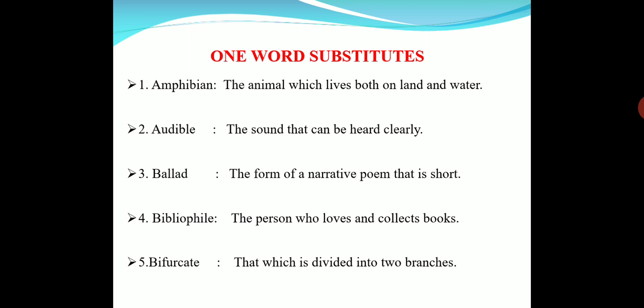Bibliophile. Bibliophile means the person who loves and collects books. The person who loves and collects books is called a bibliophile. Bifurcate. Bifurcate means that which is divided into two branches. For example, the bifurcation of the state Andhra Pradesh. Andhra Pradesh has been bifurcated into Andhra Pradesh as well as Telangana.